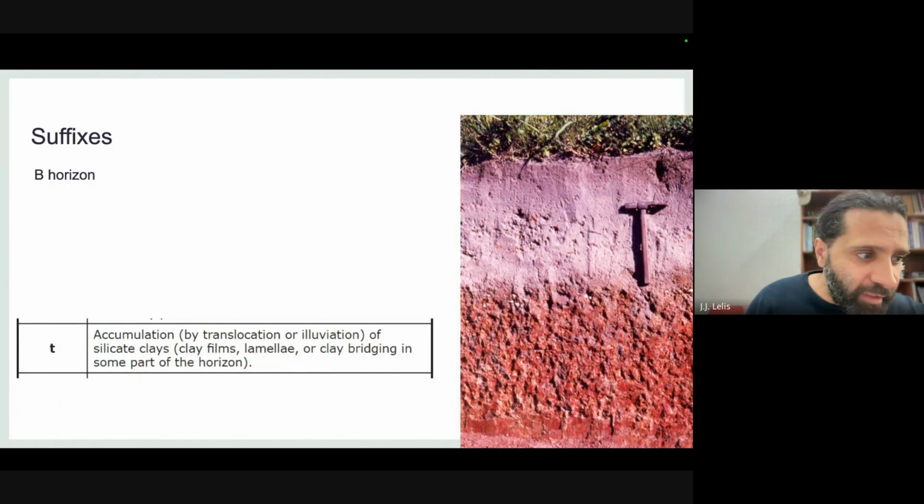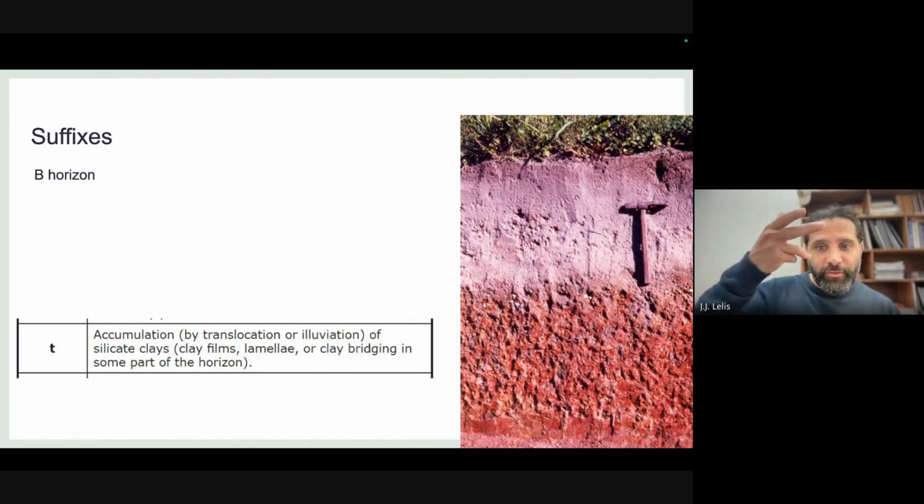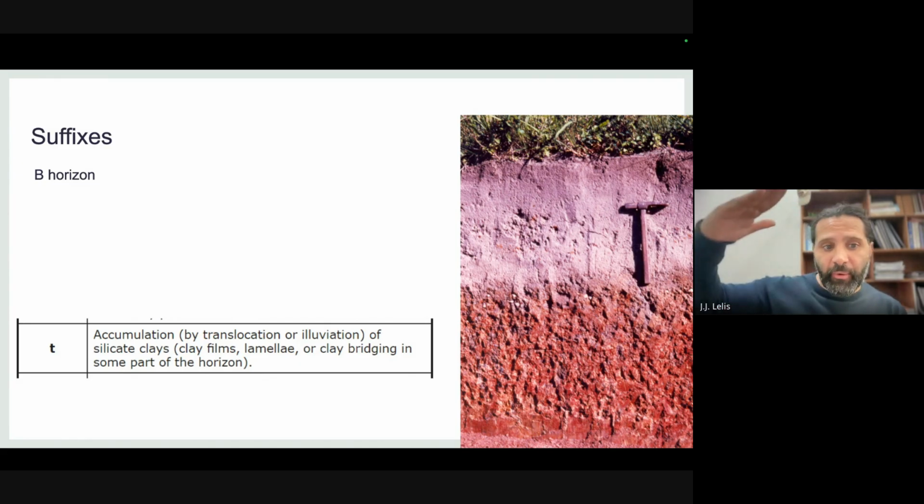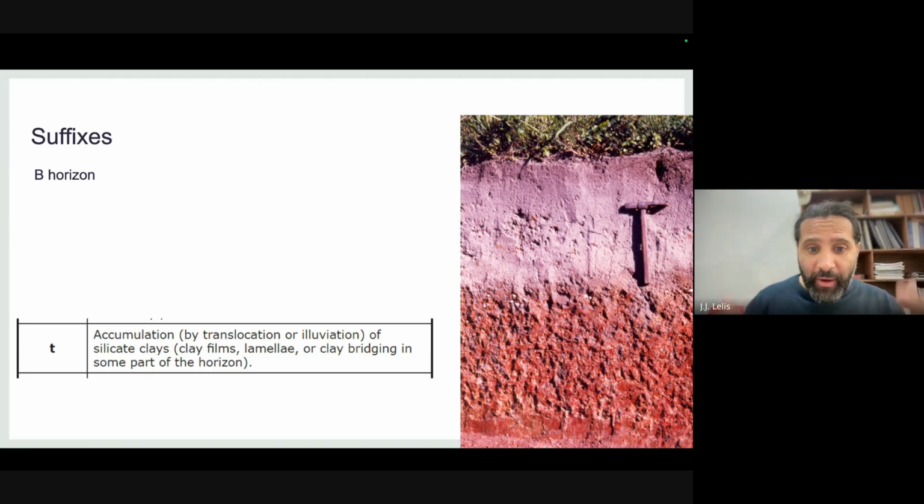One of the suffixes that is exclusive to the B horizon is the letter T. The letter T expresses clay migration, but not now. We are not talking about clay migration from the deepest horizons to the surface, but from the surface to the deepest horizon, okay? The letter T expresses a B horizon that has a higher clay content than the horizons above, okay? So some clay migrates from the A or the E horizons and now concentrates at the B horizon.